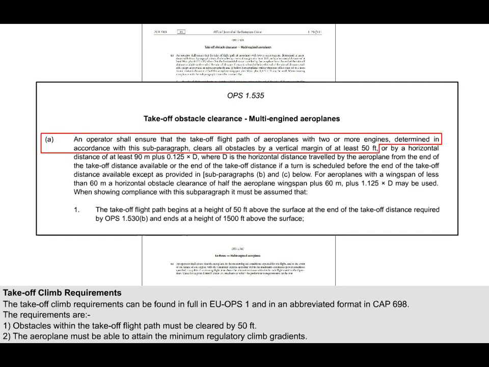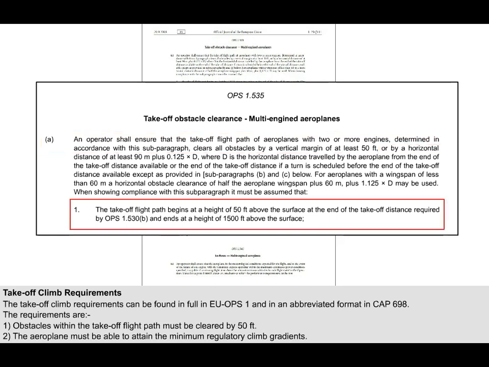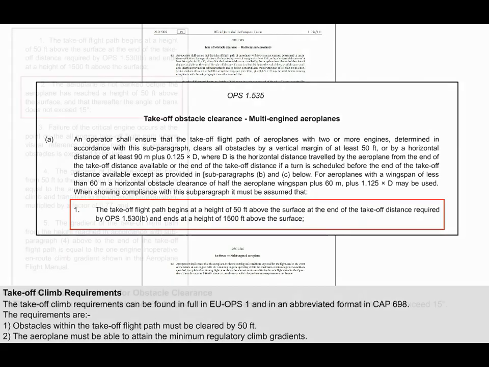In EU OPS 1, we read that an operator shall ensure that the takeoff flight path of aeroplanes with two or more engines, determined in accordance with this subparagraph, clears all obstacles by a vertical margin of at least 50 feet. The takeoff flight path that this regulation refers to begins at 50 feet above the surface and ends at a height of 1,500 feet above the surface. However, there are several conditions that must be considered when complying with the 50 feet vertical clearance requirement.